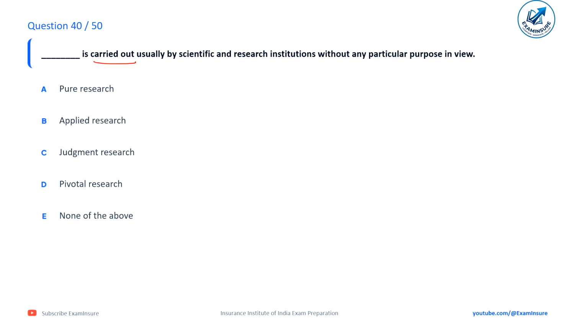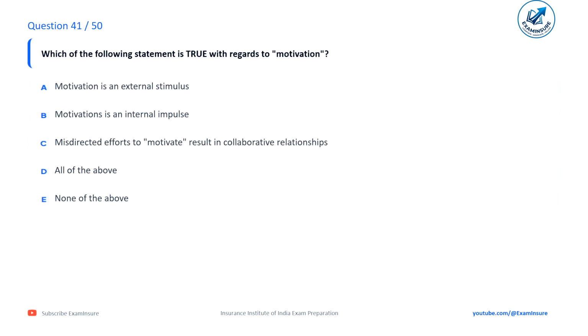Which research is carried out usually by the scientific and research institutions without any particular purpose in view? Pure research, applied research, judgment research, pivotal research, or none of the above. So the correct answer is pure research, carried out usually by scientific and research institutions without any particular purpose in view.